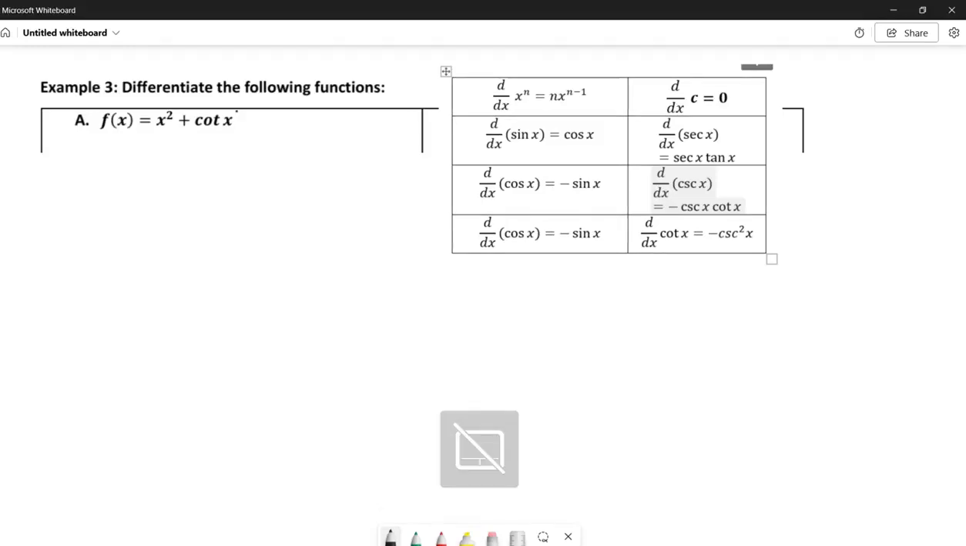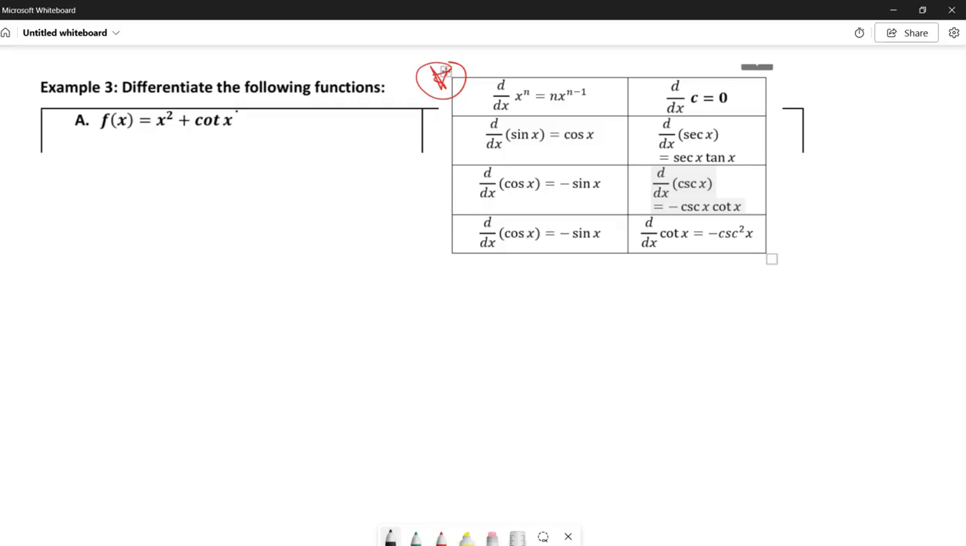Okay, let's do this next example. This says differentiate the following functions. I have these formulas up for you to see. It's a good idea to bring your own formula sheet when you're doing the questions, but every single time, write down the formulas to practice it, okay?